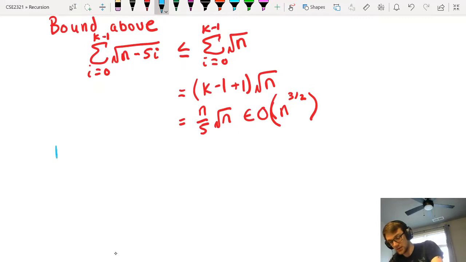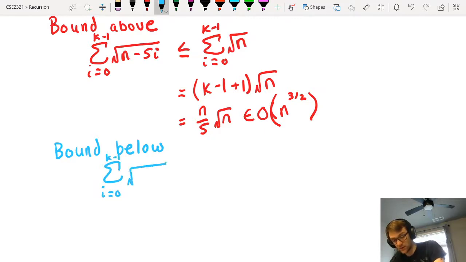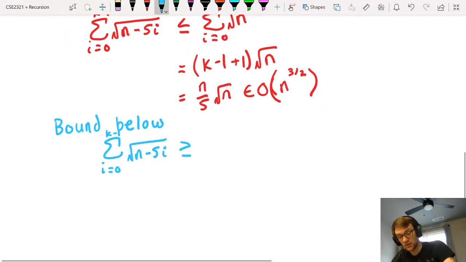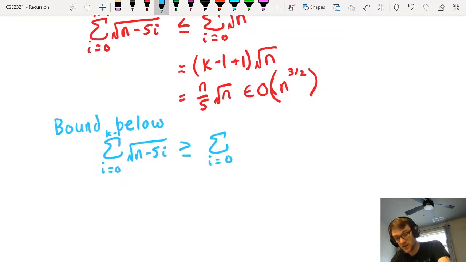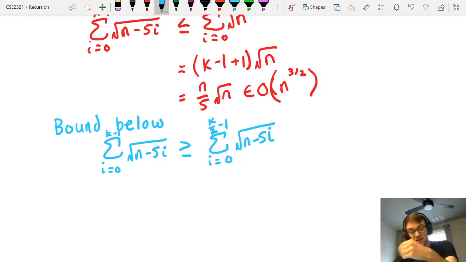So bound below. To bound it from below, we take the original summation from i equals 0 to k minus 1 of radical n minus 5 times i. We make it smaller in two ways. Step 1, we cut out half of the terms. When I cut out half of the terms here, I'm actually going to go from i equals 0 to k over 2 minus 1. Why do I do that? Later in the problem, we'll see that that lets me get rid of a constant, and that'll be convenient.